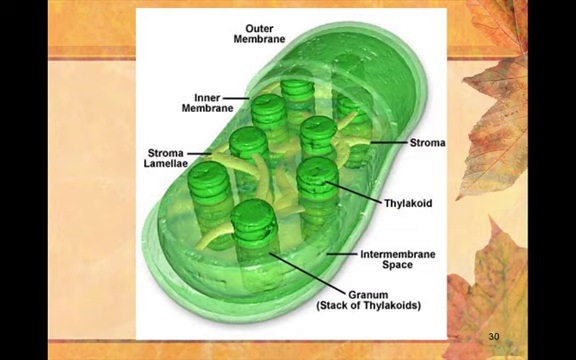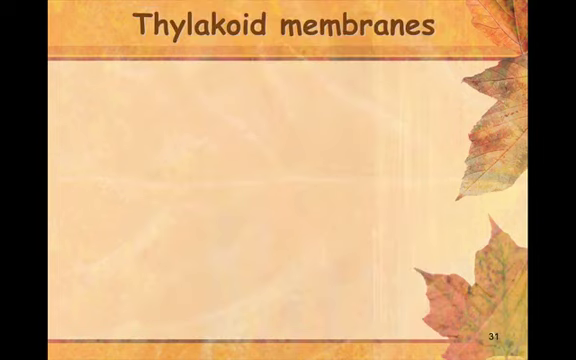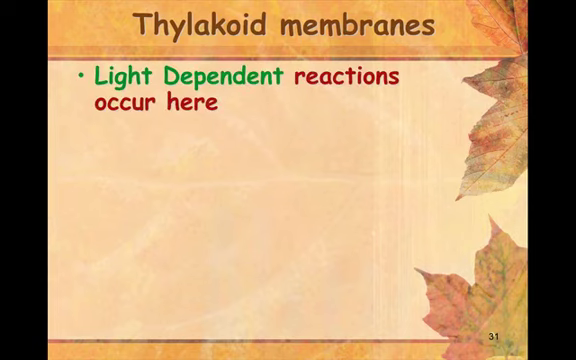Here's another picture of a chloroplast, or a different view of the chloroplast, and you can see where the stroma is, and then where all of the stacks of the thylakoids are located. The thylakoid membranes are where the light-dependent reactions occur. So once again, light-dependent would mean that they need light in order for the reactions to occur.